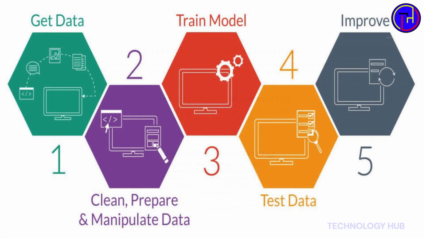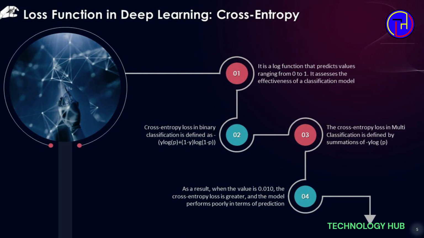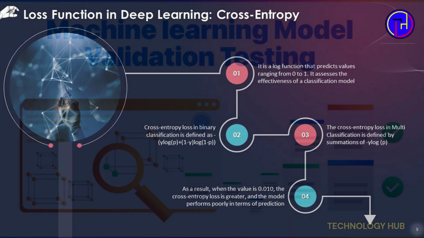Training the model. During the training phase, the selected model is fed with the prepared data. The model adjusts its internal parameters iteratively to minimize the difference between its predictions and the actual outcomes. This difference is called the loss function. Optimization algorithms like gradient descent are often used to minimize this loss function.